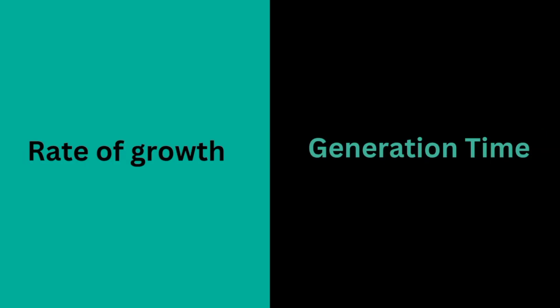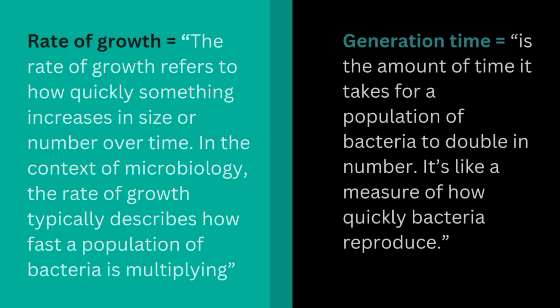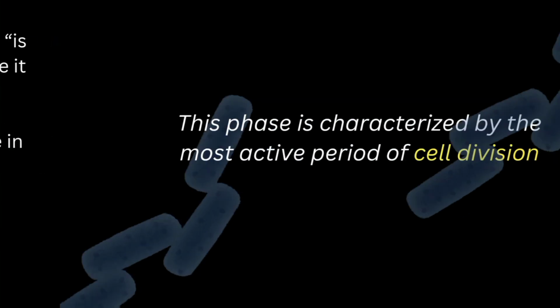What's the difference between rate of growth and generation time? We will look into it in detail. The rate of growth refers to how quickly something increases in size or number over time. In the context of microbiology, the rate of growth typically describes how fast a population of bacteria is multiplying. Generation time is the amount of time it takes for a population of bacteria to double in number. It's like a measure of how quickly bacteria reproduce.